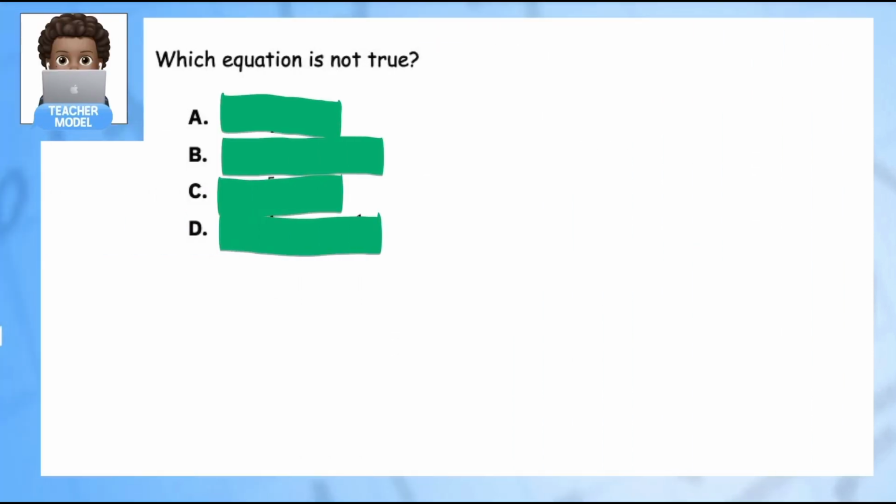Here's our second model problem. We want to know which equation is not true. Again, we want to know that both expressions on the left and the right side of the equal sign have the same value when we simplify them out. Let's try the first one first. For A, we have 5 times 3/4 is equal to 15 over 20.